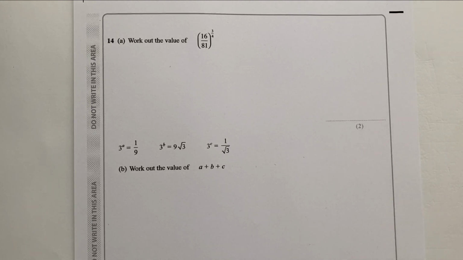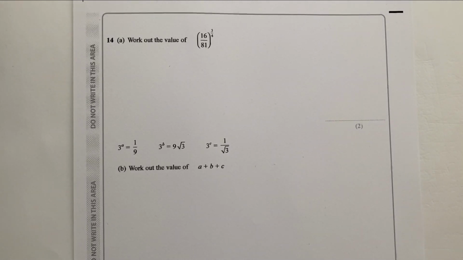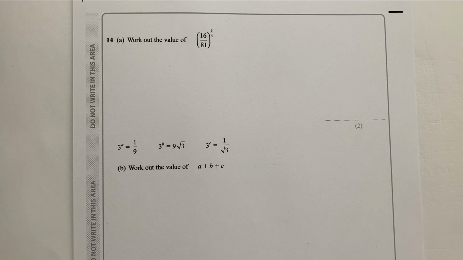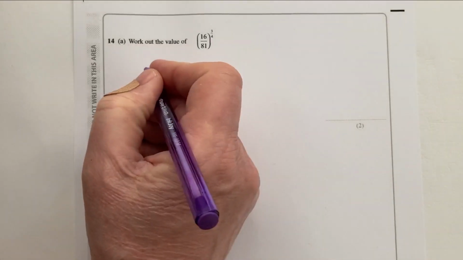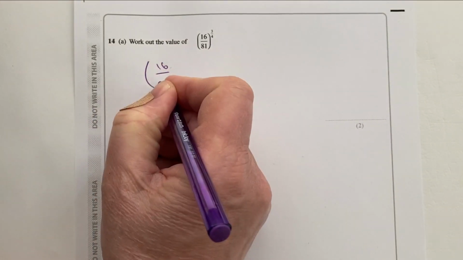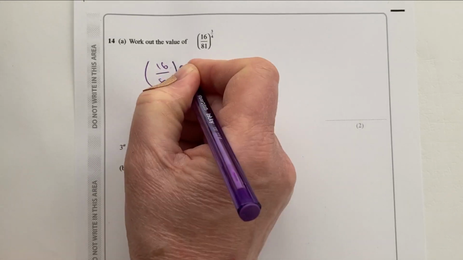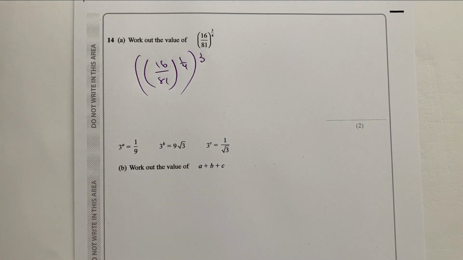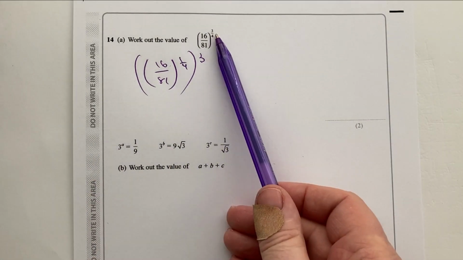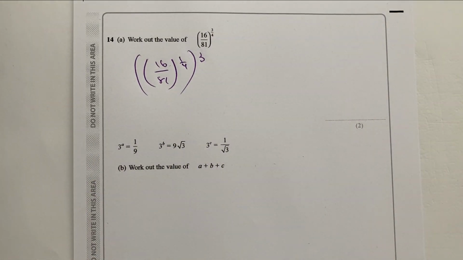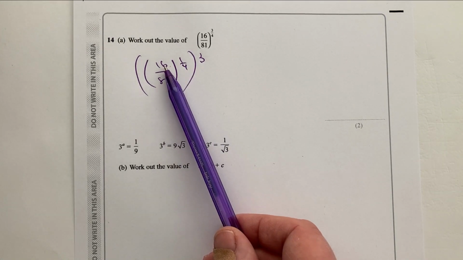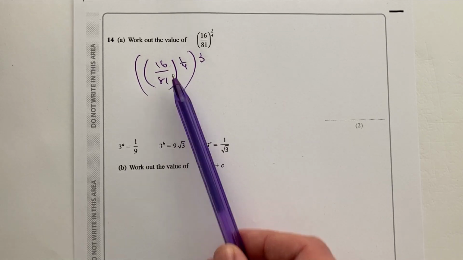Okay, so there is a technique really for dealing with these, and that is to separate the 3 from the quarter. Hopefully this will make sense if I write out that what I'm actually going to do is 16 over 81 to the power of 1/4 cubed. Okay, because 3 times a quarter is 3/4. So this 1/4 basically means the 4th root of each of these numbers.